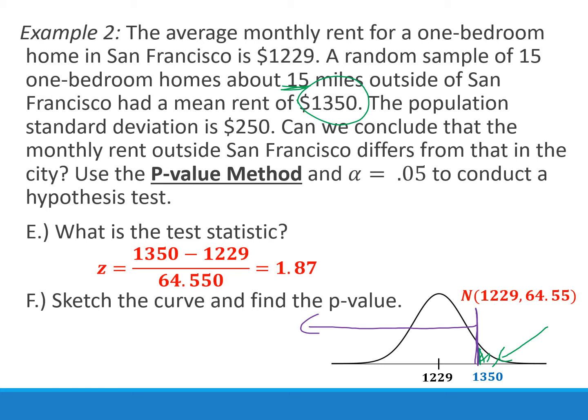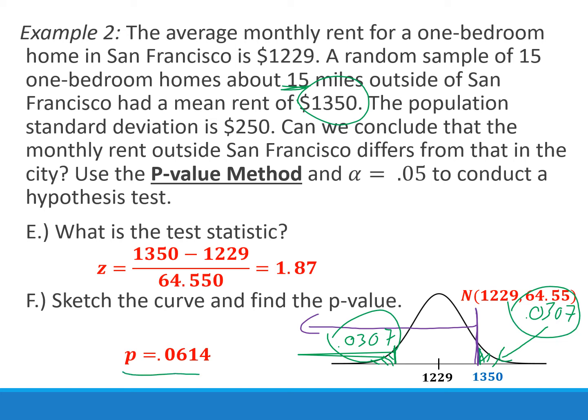But keep in mind, since this is a two-tailed test, whatever we get for this area, we're going to mirror on the other side. Okay, so on this side, we get 0.0307, and there's another 0.0307 on this side. Together, these two tails combine to give us our p-value, 0.0614.